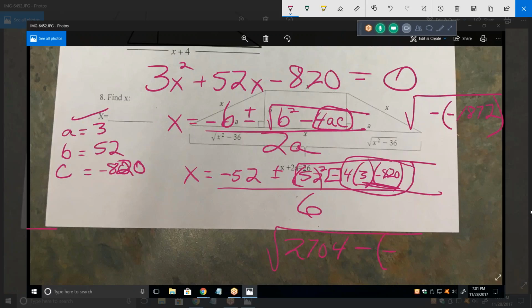What's 12 times 820? Hold on. Just give me that. 9,840. So now you can see that you have to add these two numbers. Go ahead and add them. 2,704 plus 9,840 is 12,544. Now take the square root of that.